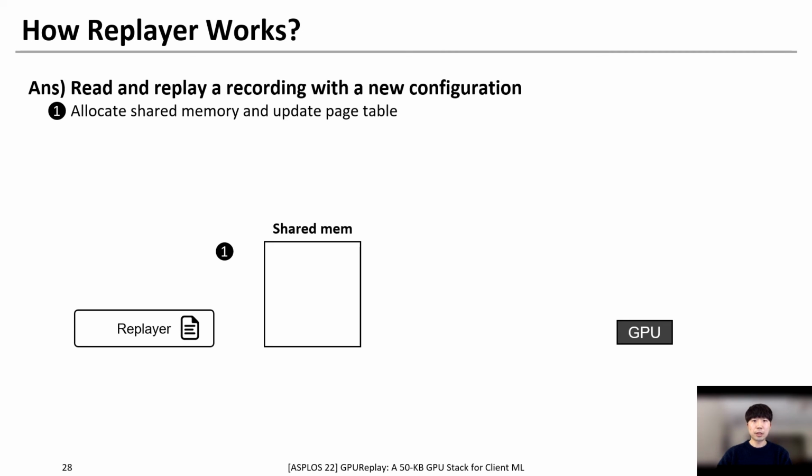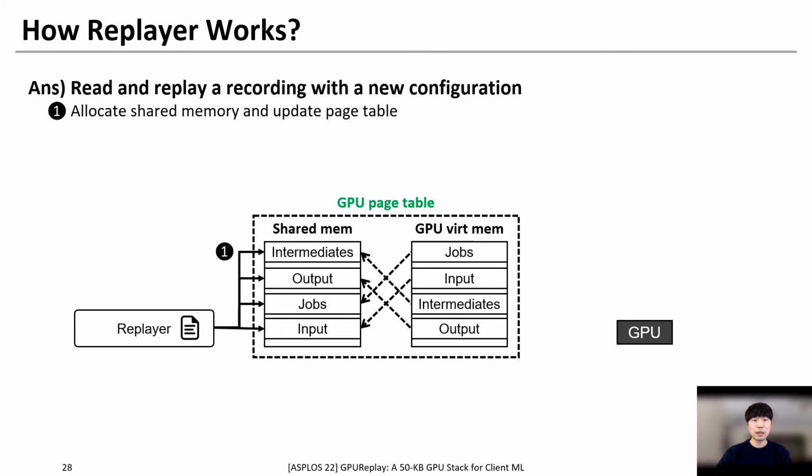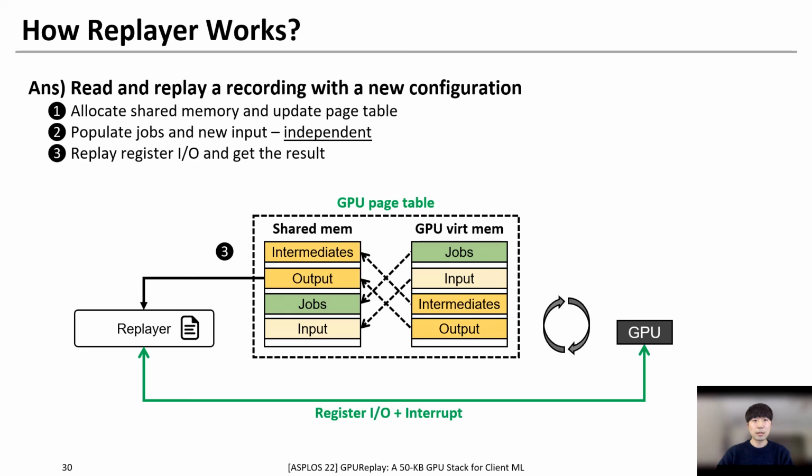Then, how does the replayer work to reproduce computation? The replayer reads and replays a recording with a new configuration. First, it loads the page table and updates it. For example, it allocates its own shared memory and updates the mapping information with the newly allocated memory. Then, the replayer copies the captured job to the shared memory. However, it places a new input in the shared memory as the input is independent. Finally, it replays the register I/O and reproduces the GPU workflow. When it is done, the replayer extracts the output from the GPU memory to the application.